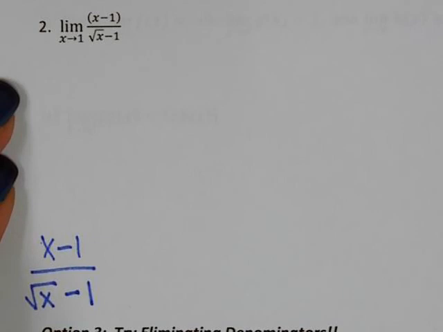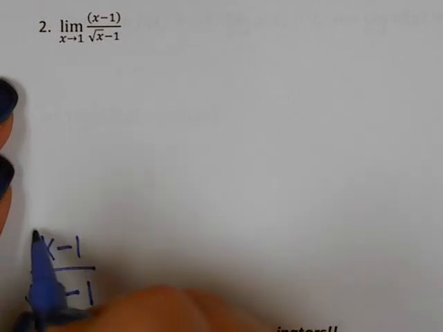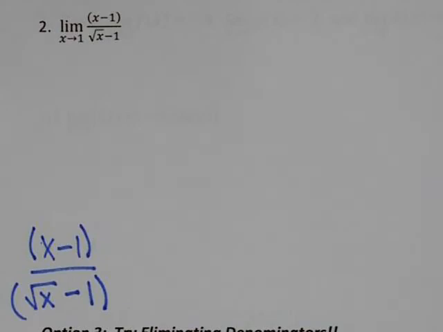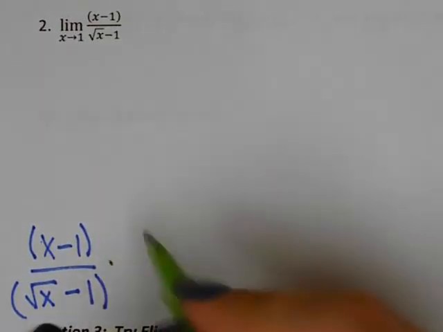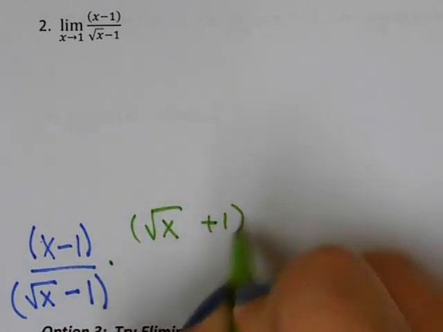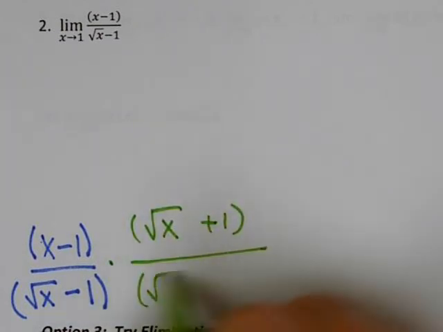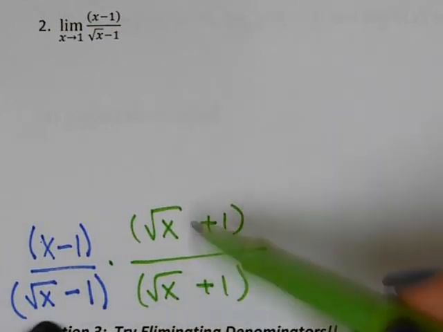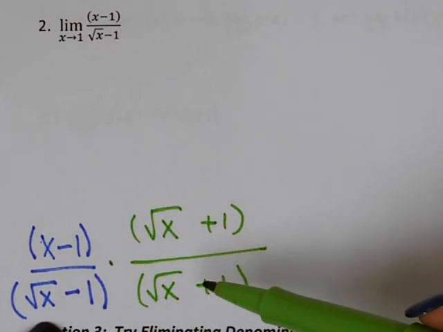A lot of times if you see a square root, that's how we know we're going to have to multiply by a conjugate. So I'm going to put both of these in parentheses because we need to make sure we're careful. And I'm going to multiply by the conjugate of the denominator. So I'm going to multiply by the square root of x plus 1 on the top and the bottom. Remember, if I multiply the same thing on the top and bottom, it's like multiplying by 1, so it doesn't really matter.